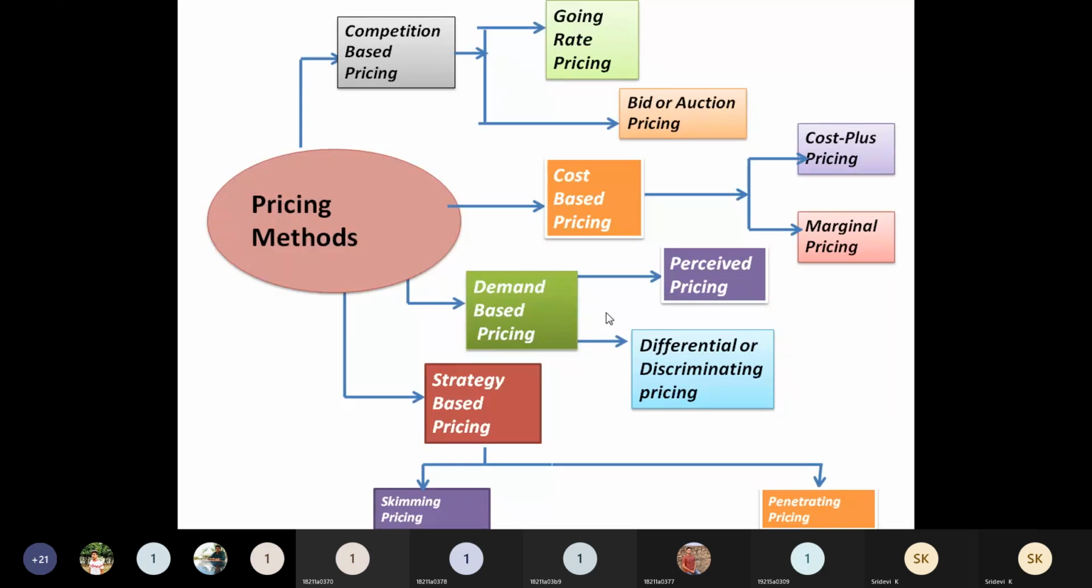Penetrating pricing. Penetrating is the opposite of skimming. That is, at the beginning stage, a new product newly entering the market, they will charge lower prices, and later they will go on increasing the price, starting to increase it when the customers are coming forward to purchase. You can take any product as an example.